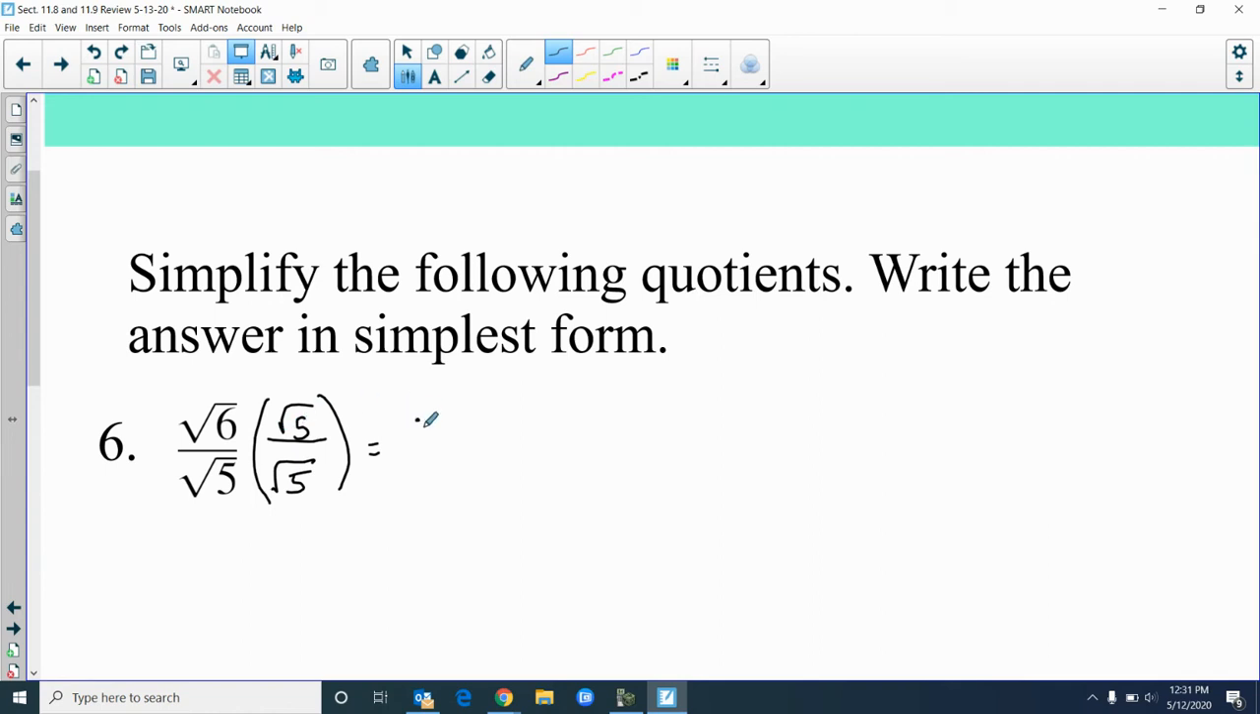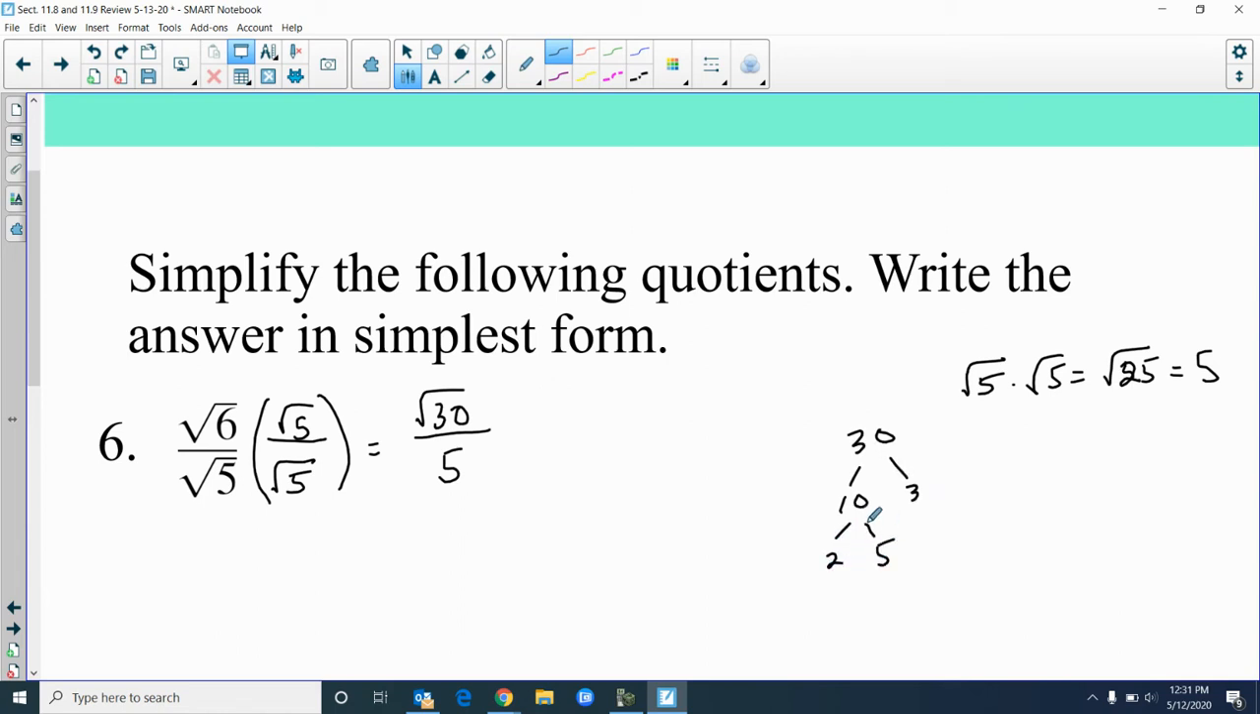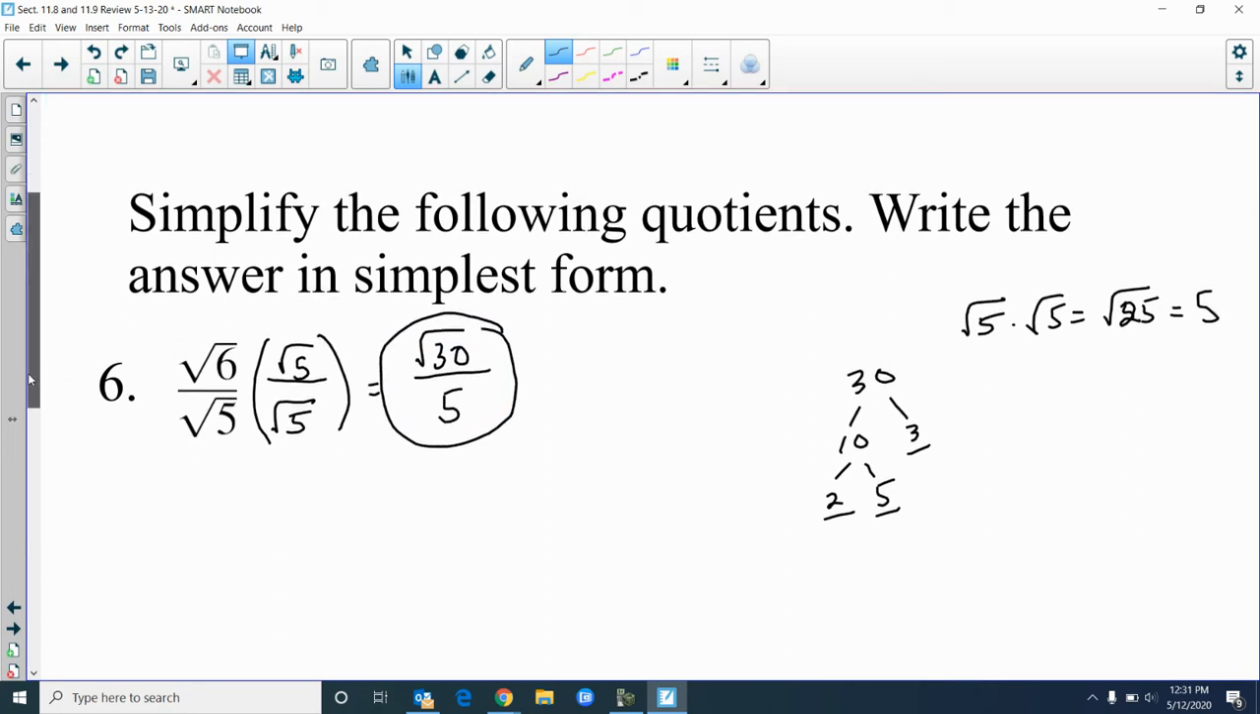Now, square root of 6 times square root of 5 is square root of 30. Square root of 5 times square root of 5 is 5. Remember, it's going to give you square root of 25, but that is just 5. Now, we do need to check whether 30 can be reduced. It's 10 times 3, and then it's 2 times 5 times 3. We get no pairs there, so the square root of 30 is in simplest form, square root of 30 over 5. Okay, then you're done.